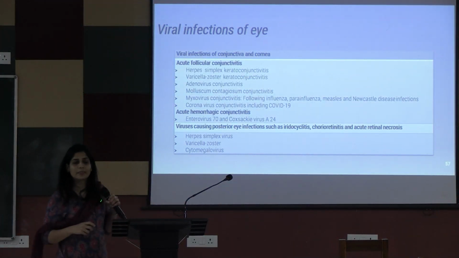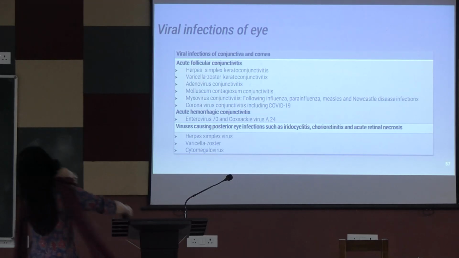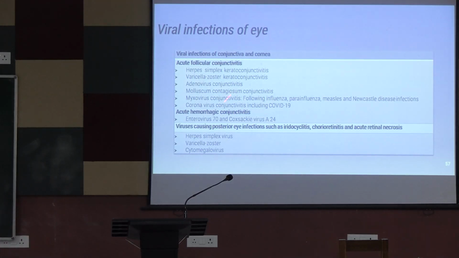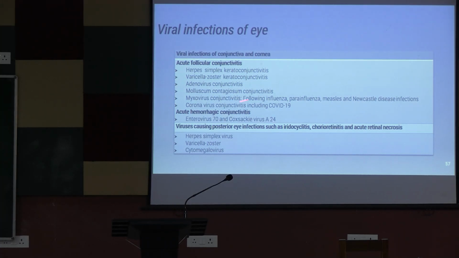Coming to viral infections. In case of viral infections, there are two kinds you can see. First is follicular, then hemorrhagic. Hemorrhagic will have follicular manifestation also, but involved with congestion and hemorrhage of the blood vessels surrounding the eye. This can be seen in case of Coxsackie virus or adenovirus. Follicular conjunctivitis can be seen in all these cases.